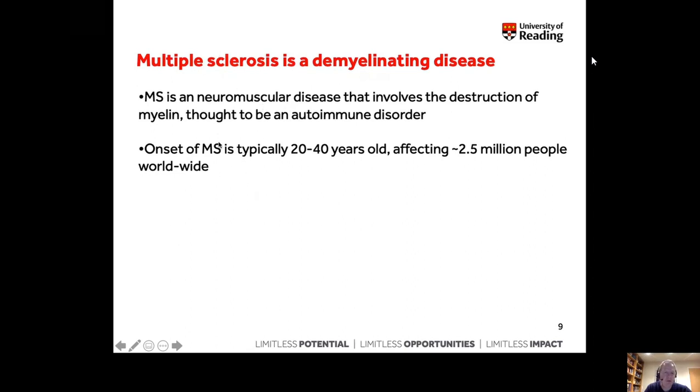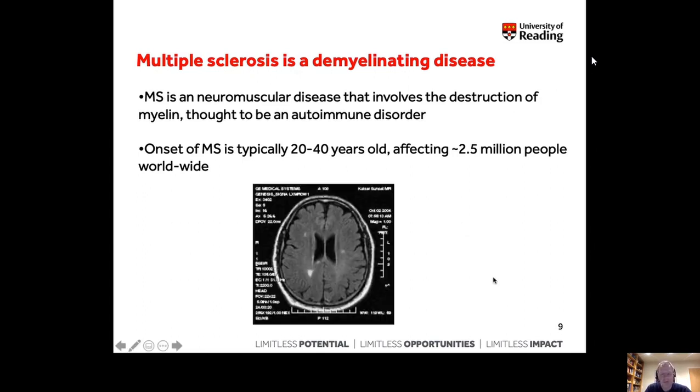Onset of multiple sclerosis, MS more commonly called, is typically around 20 to 40-year-olds, affecting a large number of people worldwide. Around 2.5 million people suffer from multiple sclerosis. And the way that we can detect multiple sclerosis is again using imaging, which we talked about back in the first screencast.